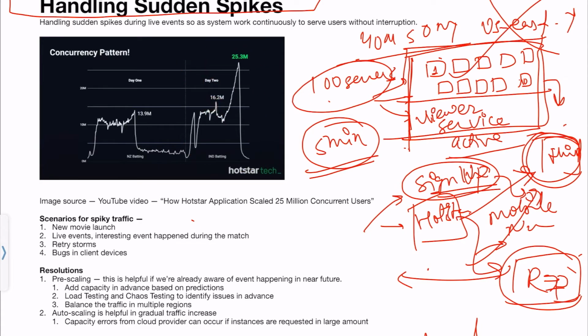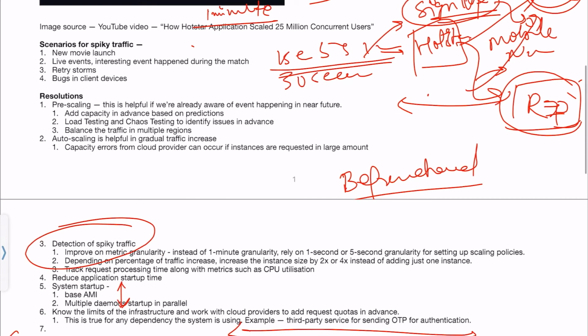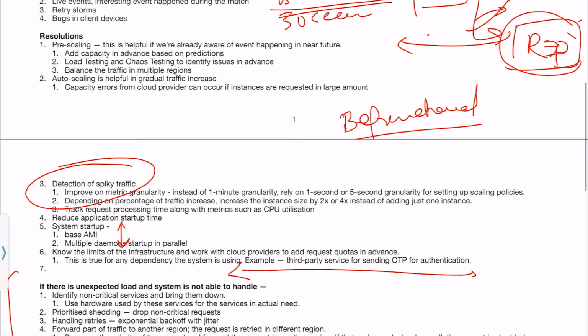By default, the graphs which are available in CloudWatch in AWS are per minute granularity. So you can take action on the 1 minute granularity metrics. Instead of that, you can switch to 1 second, 5 second, 10 second, or 30 second, lower granularity, so that the action is taken quickly and you don't have to wait for 1 minute. So this is one of the things.